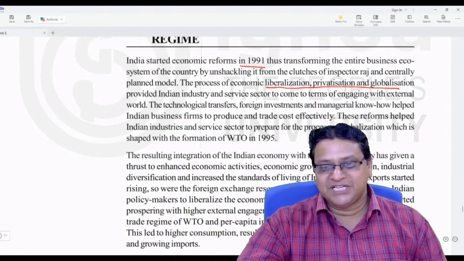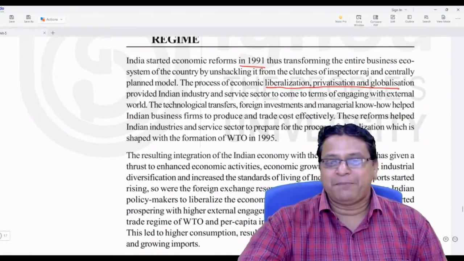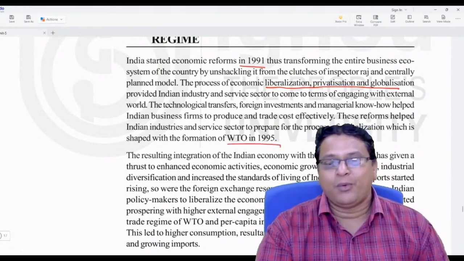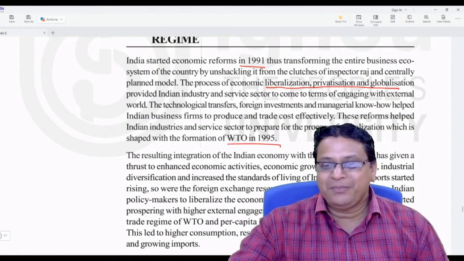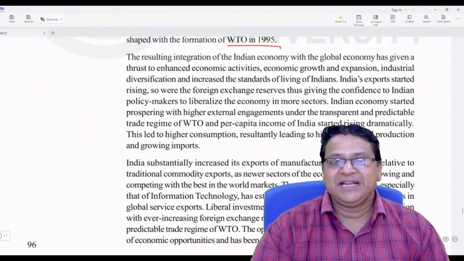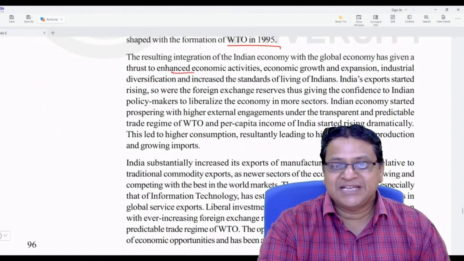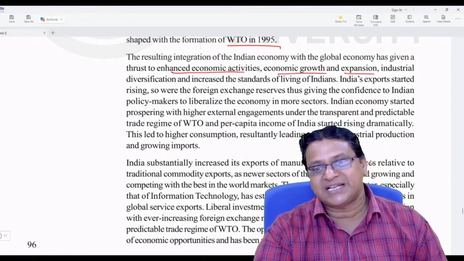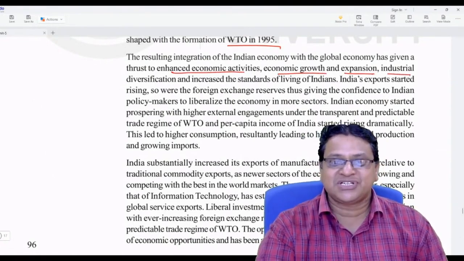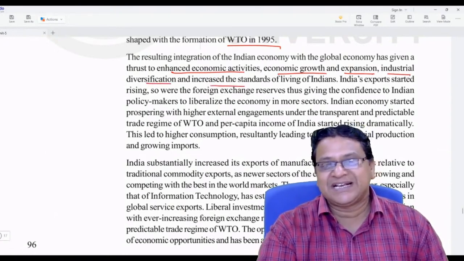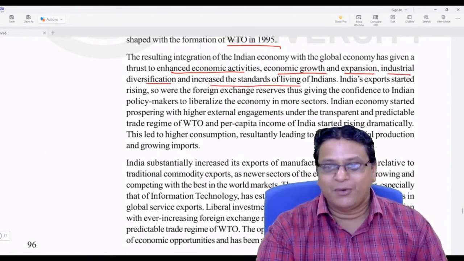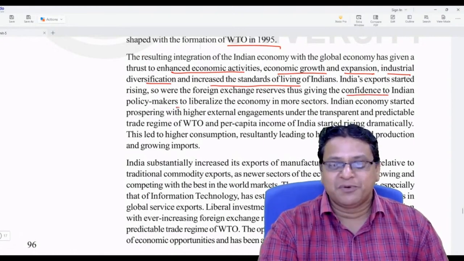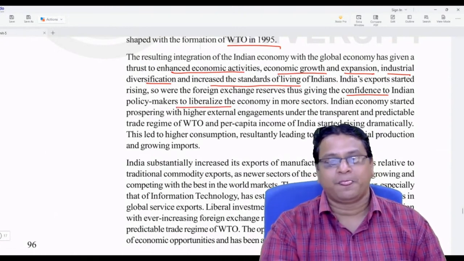And once we adopt these policies and we become a founding member of WTO in 1995, we have opened our economies. Once the economy is open, what happens in India? We see there is enhanced economic activities. There is enhanced economic growth and expansion, there is industrial diversification, there is increase in the standard of living of our people. It gives confidence to Indian policymakers to liberalize our economy more and more.